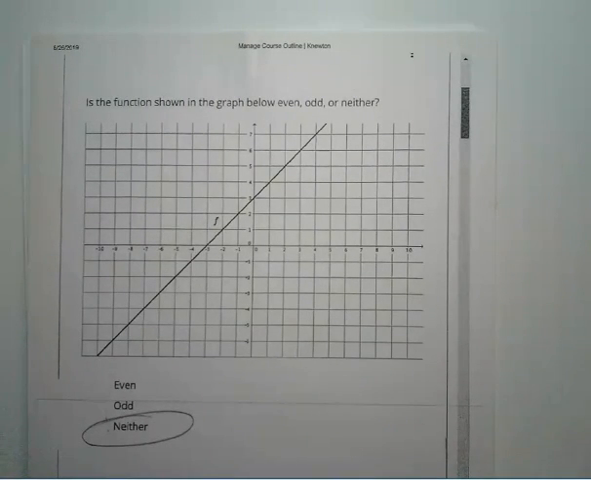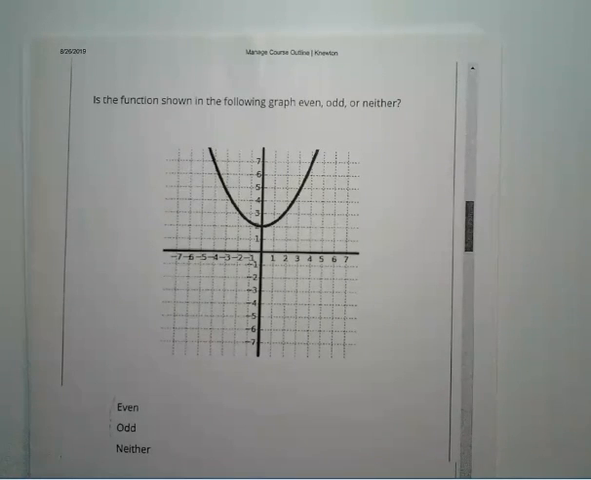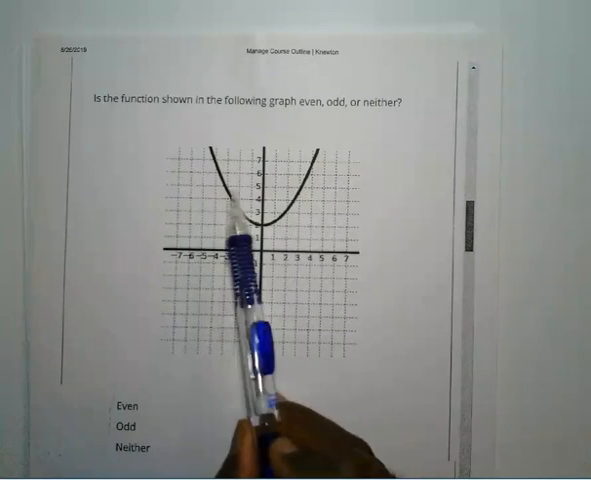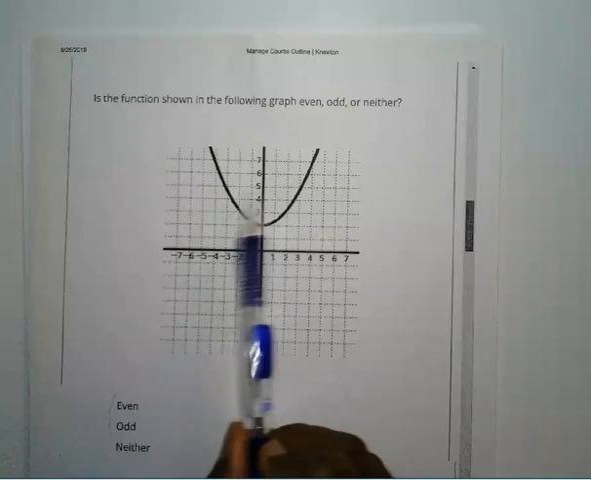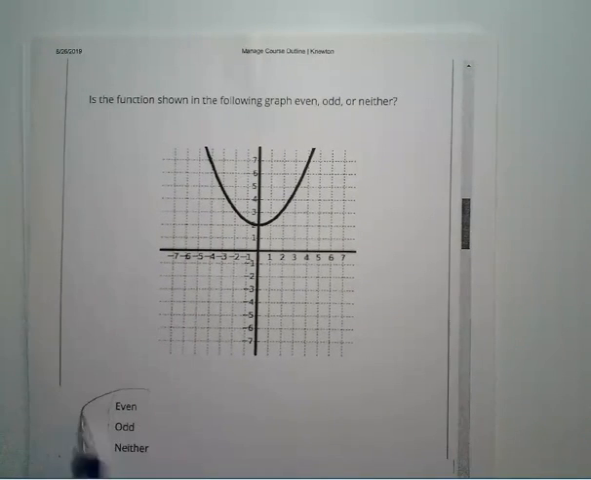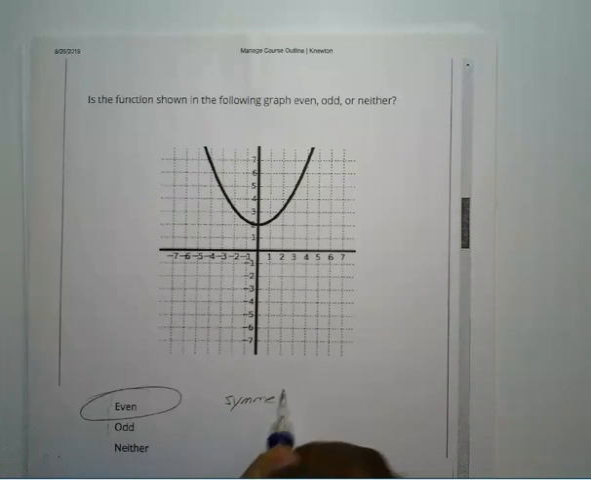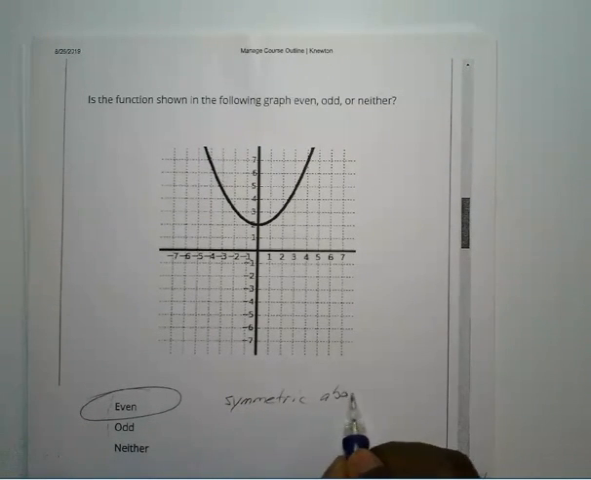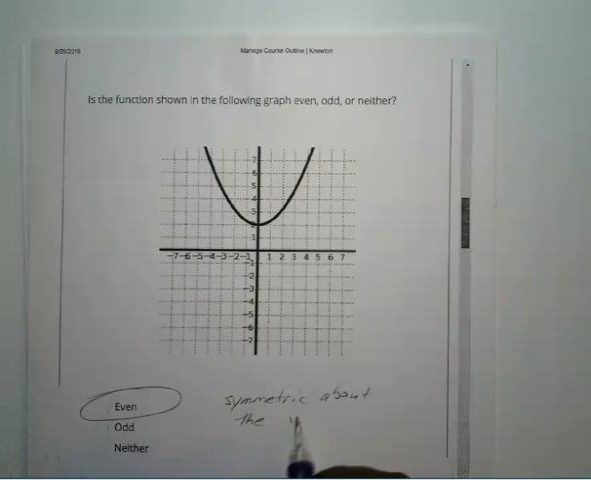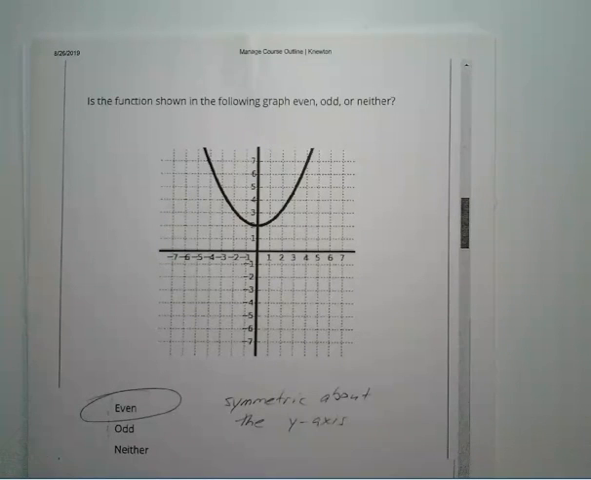Okay, so let's do another quick graph example. Is this one odd, even, or neither? If you look at it, it looks like a mirror image on both sides of the y-axis. So this one would actually fall under an even function because it's symmetric about the y-axis, or symmetric across the y-axis, however way you want to word it.